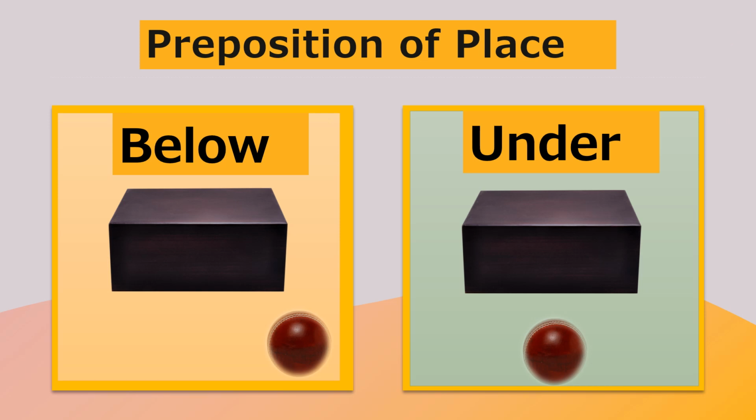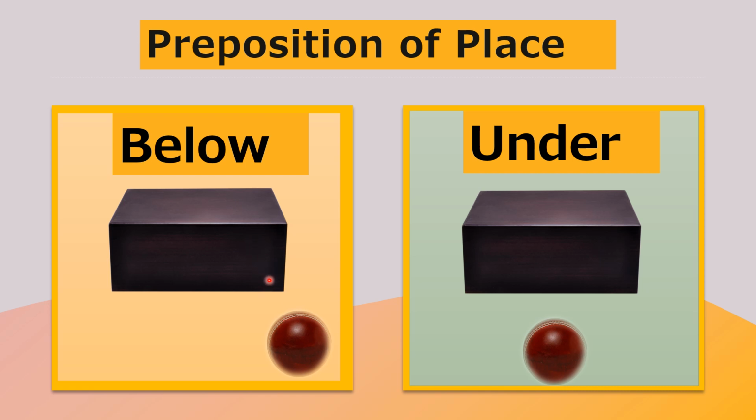We are here to discuss the first pair of prepositions, that is below and under. These both are prepositions of place. This is a pair which is considered one of the most confusing pairs of prepositions. Below: as you can see, we have the box here and the ball here. So we will consider that the ball is below the box.